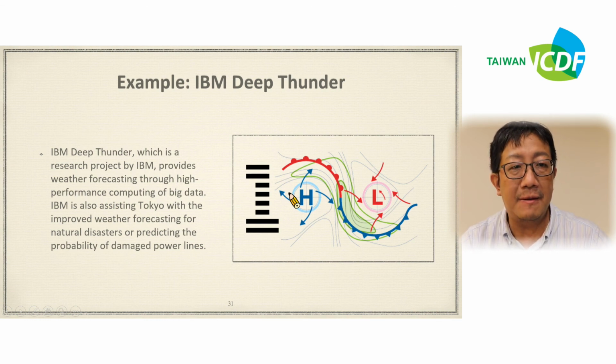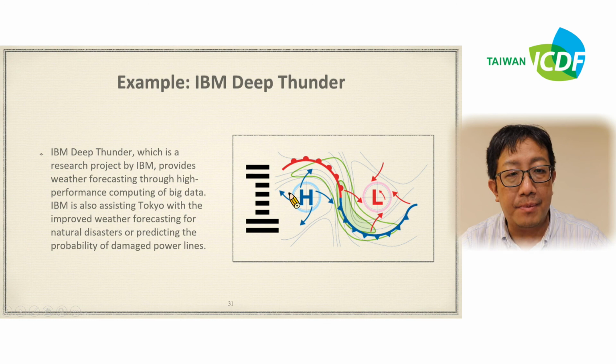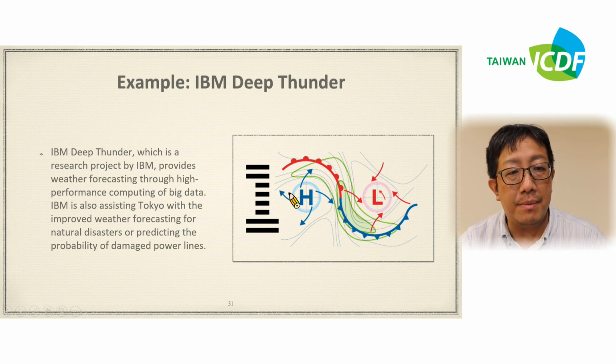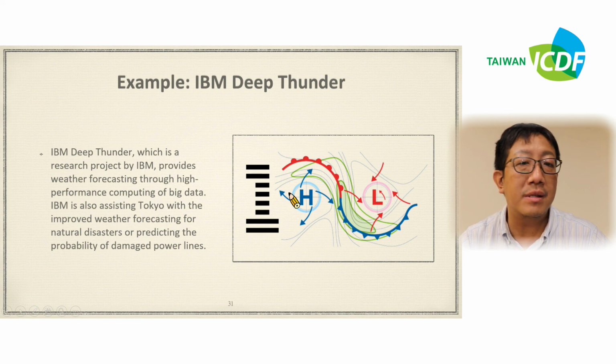IBM Deep Thunder. IBM Deep Thunder, which is a research project from IBM, provides weather forecasting through high-performance computing of big data. IBM is also assisting Tokyo with improved weather forecasting for natural disasters or predicting the probability of damaged power lines.